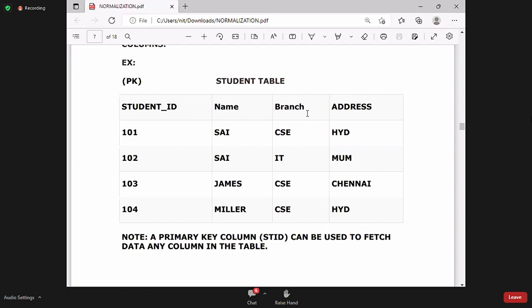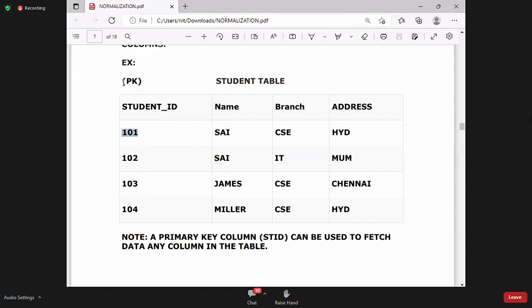Here also it is the same point. If I want to know about my student, based on the student ID number, can I know the entire details of the student? Yes. If I want Sai and 2 people are there, who do you want? Confusion. Suppose my Sai is in the CSC branch, and 3 people are in the CSC branch. Again confusion. Suppose that person is located in Hyderabad, and 2 people are in Hyderabad. Again confusion. But if I want ID 101, are there any duplicates?